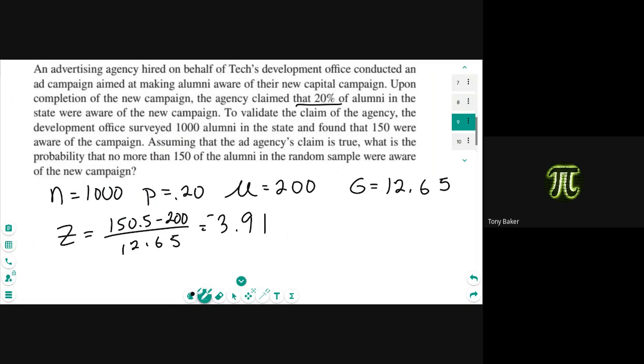Okay. So what's the probability that that would be true? Right. It's not even on your sheet. So it's basically 0. So if the agency's claim that 20% of the alumni were aware of the new campaign were true, then they should have expected to find more than 150 people. Okay. So their claim was wrong.